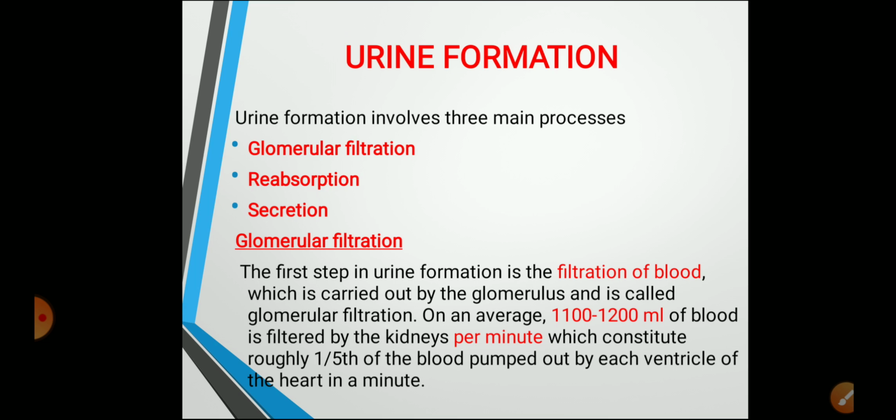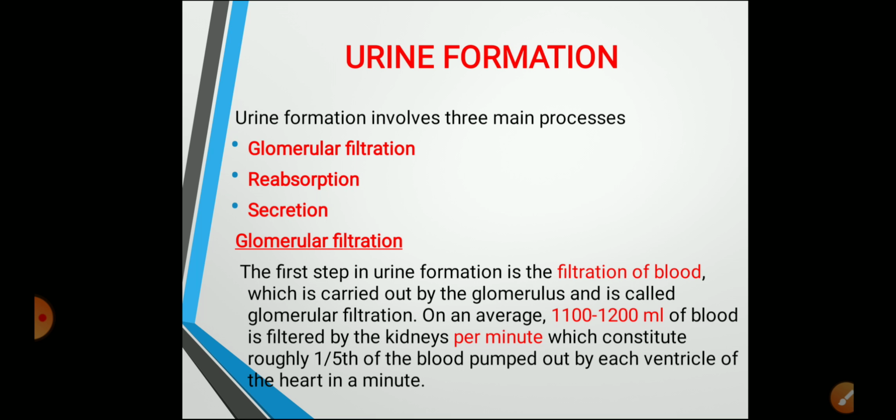On an average, 1100 to 1200 milliliters of blood is filtered by the kidneys per minute. In a minute, the kidneys filter about 1100 to 1200 ml of blood, which constitutes roughly 1/5 of the blood pumped out by each ventricle of the heart in a minute.